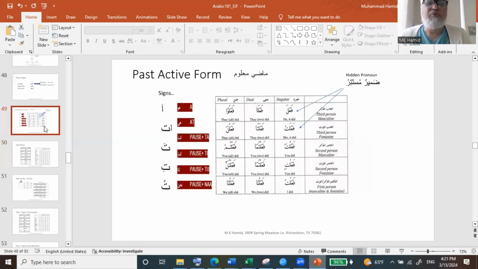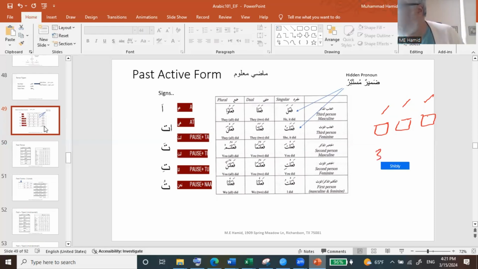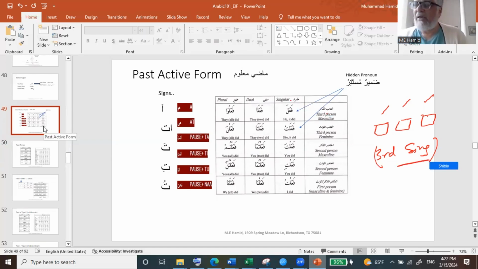What we have found so far is that every triliteral is letter 1, letter 2, letter 3, and we put a fatha on the first 3 letters, and it turns into the third person singular past tense. So always in third person singular, 3 letters, put a fatha on the 3 letters, it will create the verb in the third person singular. That's the rule.